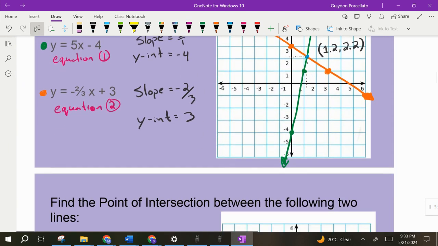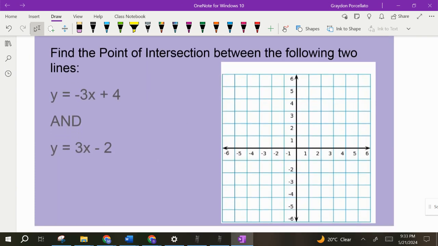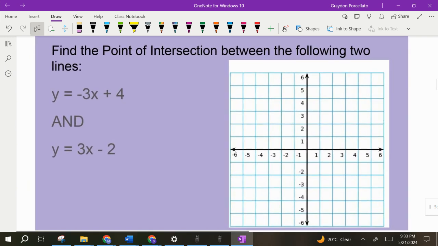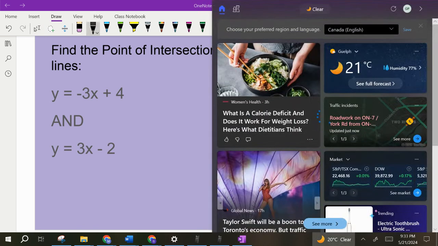Now let's try another one. So here is one I want you to try. Maybe let's pause the video for a second, okay? You can try to graph those two lines and see if you can find the point of intersection. All right, we'll say pause now. Okay. Hopefully we did that pause. If not, that's all right too.